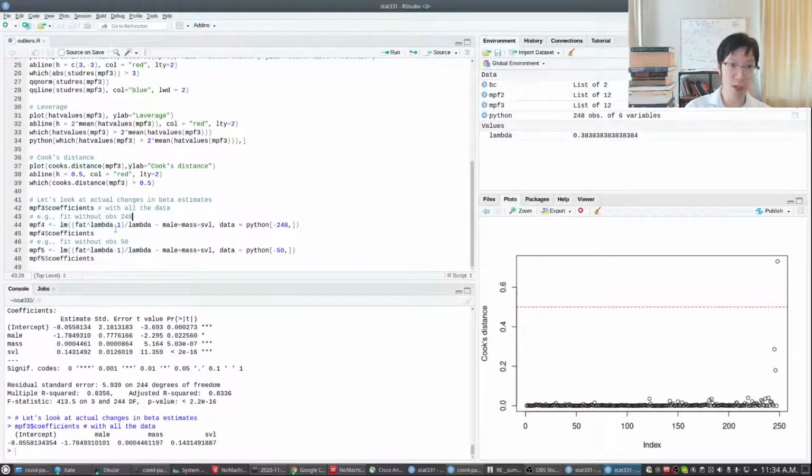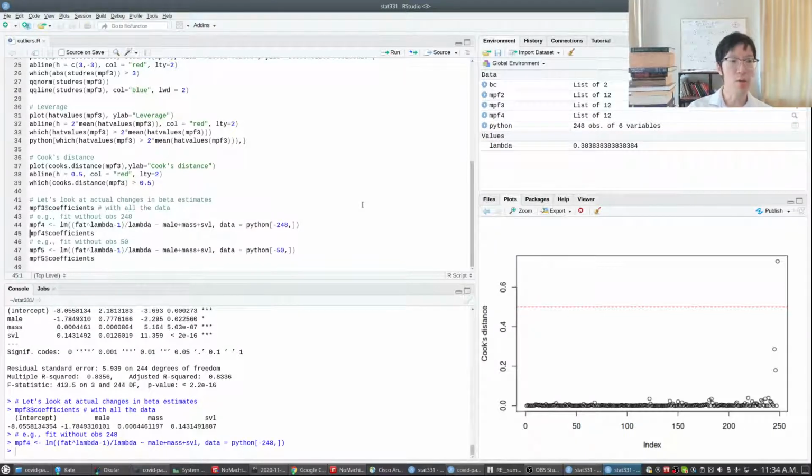Okay, so let's look at the actual effect of removing a couple of observations. For example, let's remove observation 248. Of course, remember we said we can calculate beta hat without having to refit, but just for simplicity, let's do it manually to demonstrate. So I'm just going to remove minus 248, taking out the 248th row from the data set, and fit a new regression model. That shows you how we can do that manually, and we can extract the coefficients.